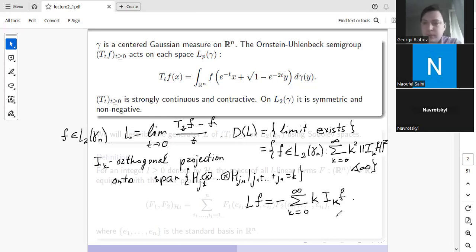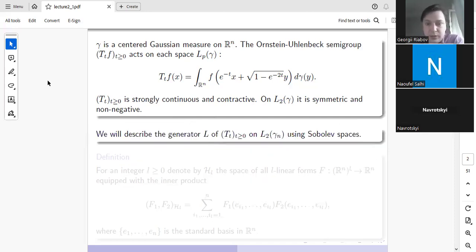But the question remains: what is the domain? What functions are in this domain? Because the description in terms of convergence of the series is nice, but it is not very instructive. So which functions belong to the domain of the Ornstein-Uhlenbeck operator? And we will describe these functions using the notion of the Sobolev space.